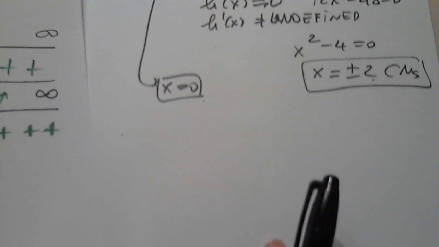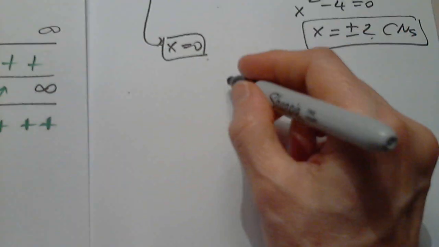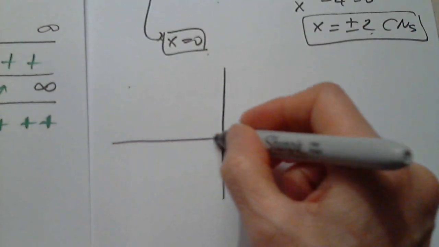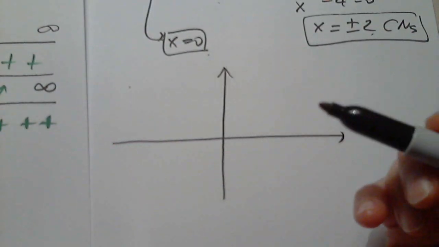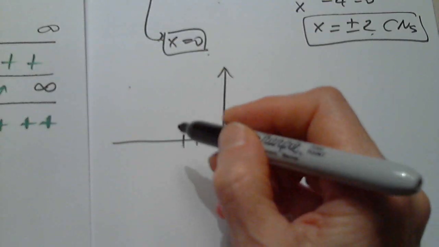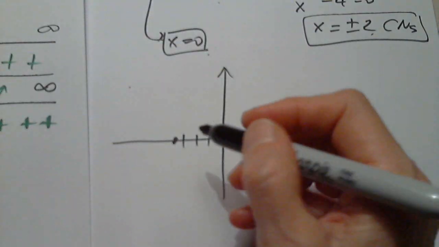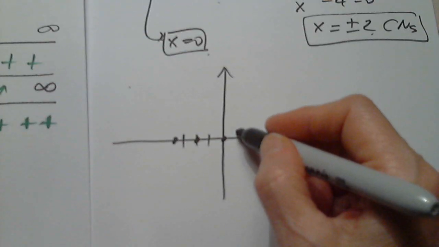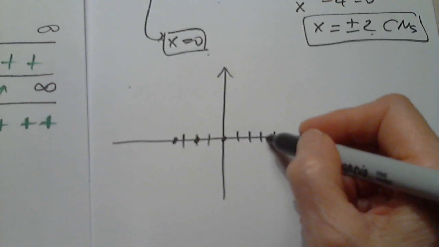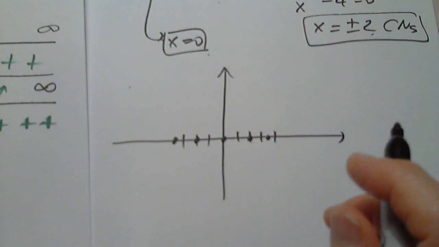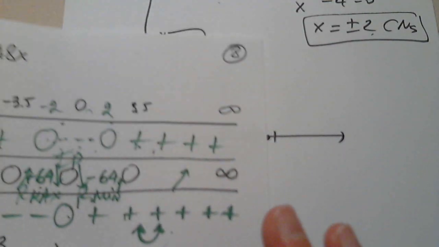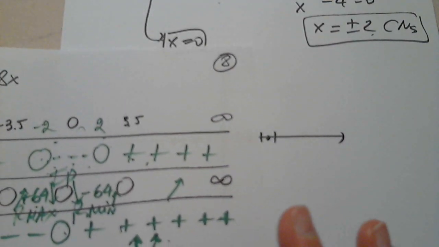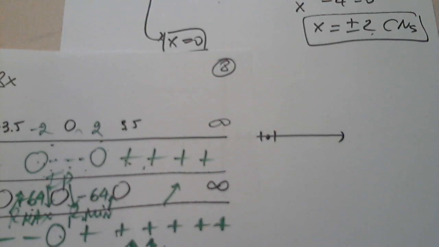So we're ready to graph it now. The only thing we need is the table, nothing else. So negative 3.5, negative 2, 0, 2, and 3.5. Okay, so I got my values. So now I have to plug in, create the points.